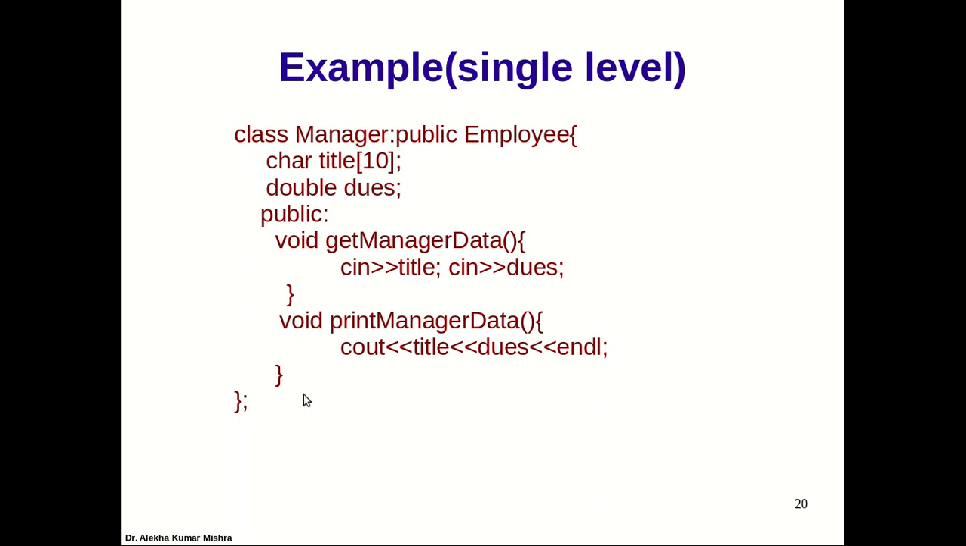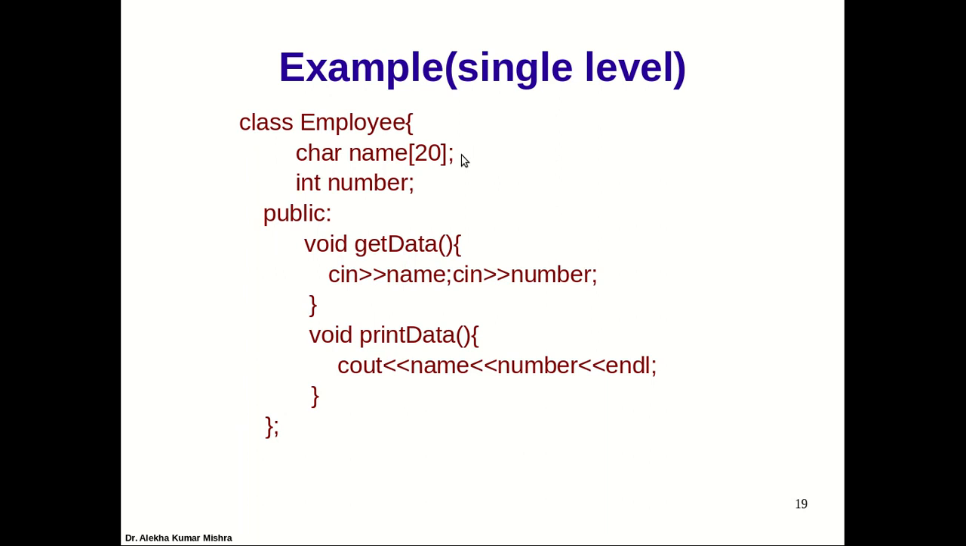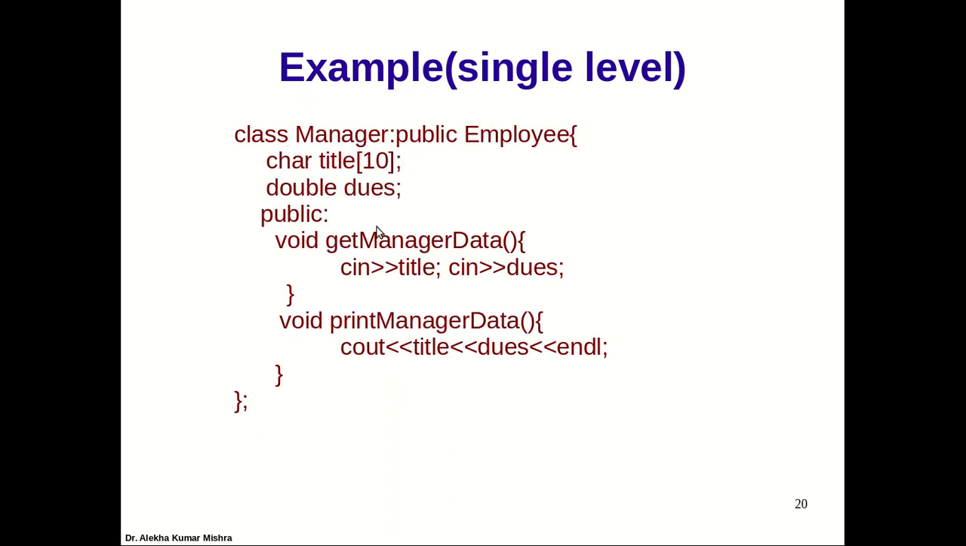But however, what happens in manager? We have the employee information. Since it is an employee, the character name and int number are private. They are not accessible directly. They can be accessed through the functions get data, print data, that means get employee data, print employee data. So these two functions are available as members of this class. The only thing is that the private members are not accessible.